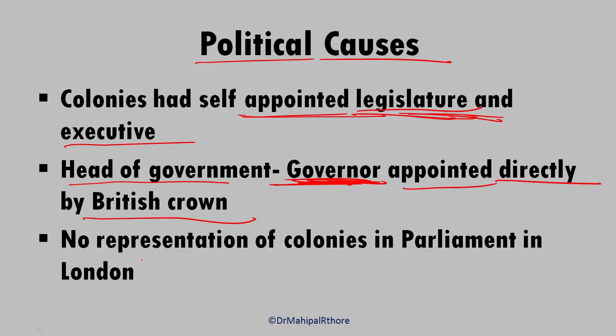But the problem that these people had was that no representation is given to us, that is the colonial people, in the parliament in London. We are living in America. You are governing us from London by making laws sitting there. The people who are making laws, we have never met them. They don't know us. How can they make laws for us? So give us some representation so that some of our people will go to London and sit in that parliament.